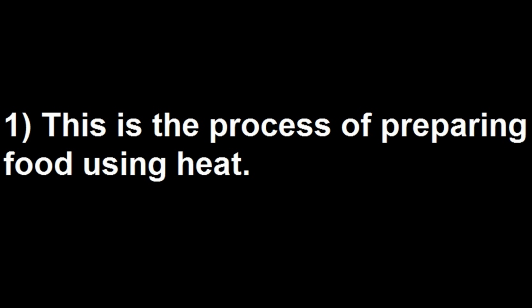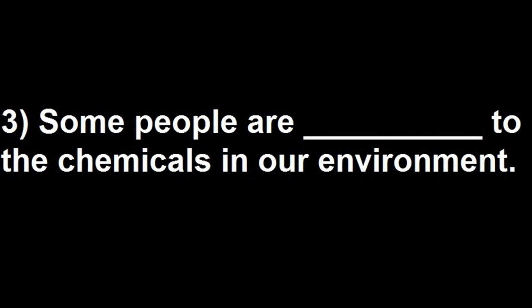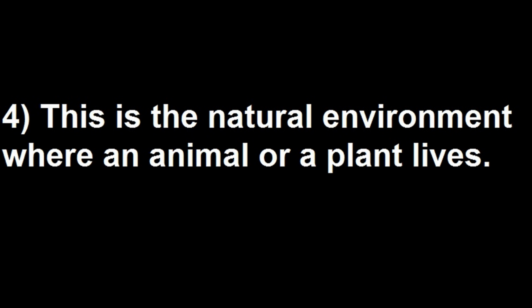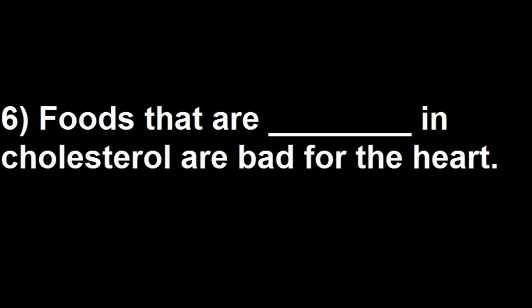Number 1. This is the process of preparing food using heat. Number 2. Citrus fruits like oranges and lemons are good sources of C. Number 3. Some people are to the chemicals in our environment. Number 4. This is the natural environment where an animal or a plant lives. Number 5. You should chew your food thoroughly before you. Number 6. Foods that are in cholesterol are bad for the heart.